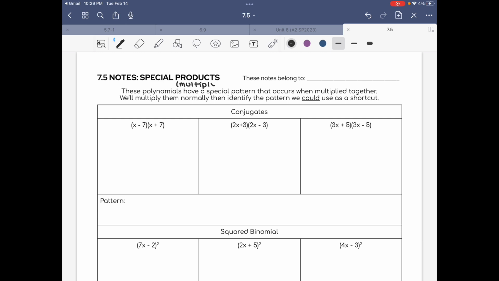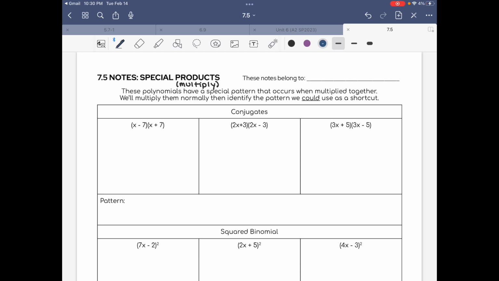Okay, sum means add, product means multiplication. So when we're multiplying polynomials, these are going to be some shortcuts you can use. And there's a few things I want you to focus on. Number one is how to identify each shortcut. And number two is how each shortcut works so that we can actually use it as a shortcut. So the first one is conjugates.